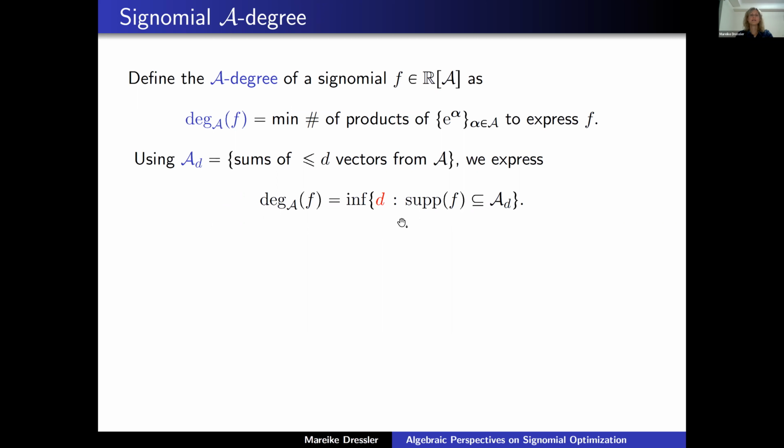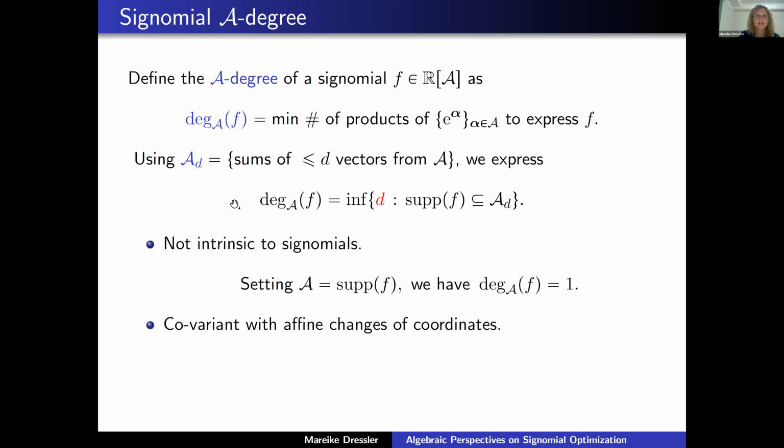So this AD gives us a sequence of nested sets, right? And like I said, it's not intrinsic to Signomials. It's really artificially imposed by us. And note that unless this ground set is decided by some external factor, one can always update the ground set by the support of f, so that the A degree of f equals 1.